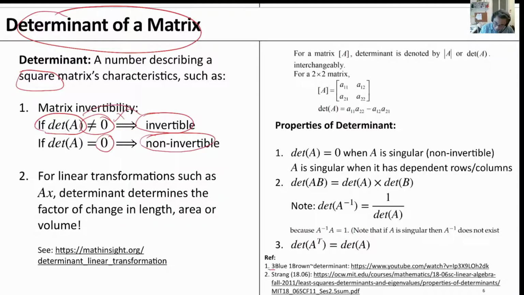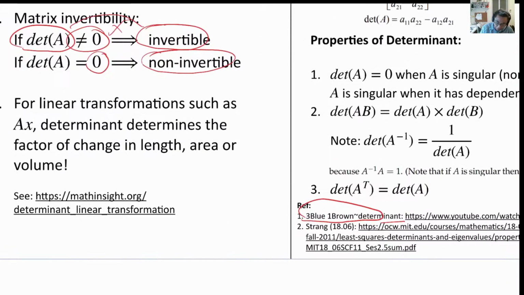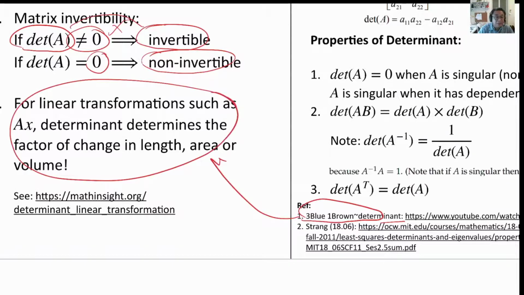Another interpretation of the determinant is by 3Blue1Brown, and here the link is provided. You can take a look at the determinant, in which he described that the determinant actually determines the factor of change, that means the change in the length, area or volume of an operator on a vector. The larger the determinant, the more the vector will be changed by the matrix A.